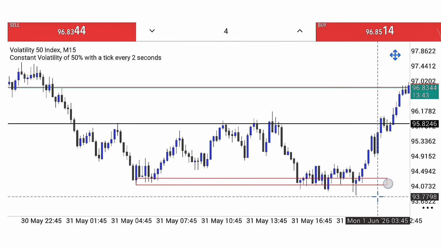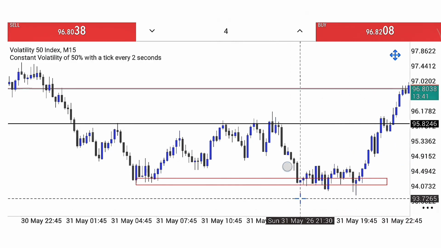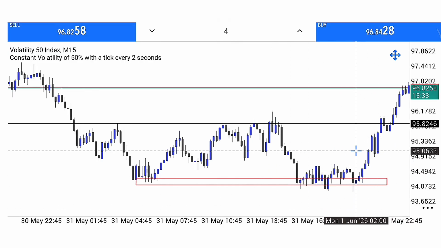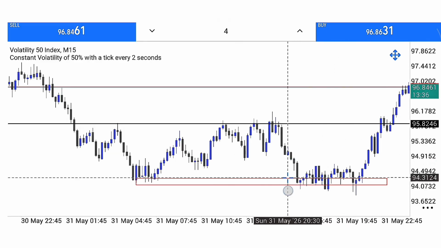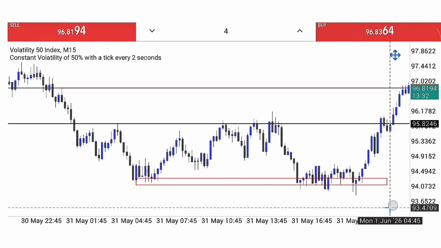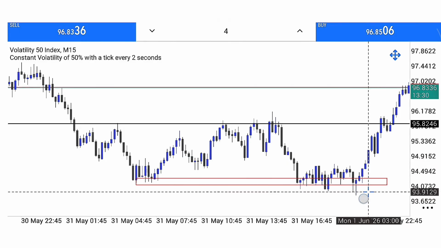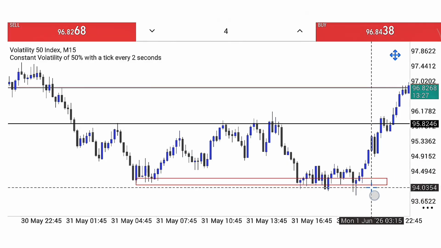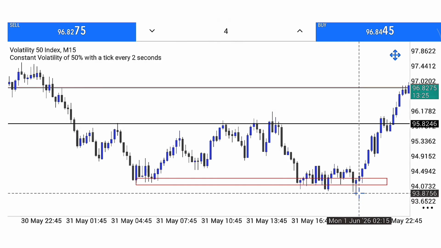Now, when you look at this, what comes to your mind is, okay, can I use a limit order on this strategy? The truth is that you can use it, but it is very risky. So I still prefer you don't use it.